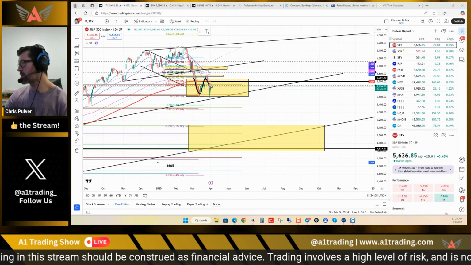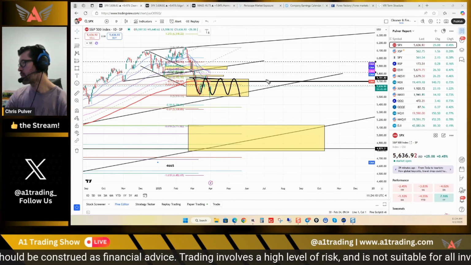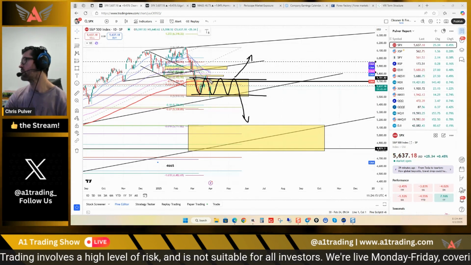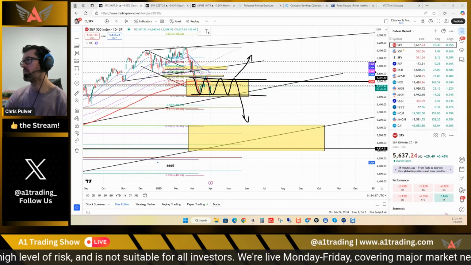There's too much noise around this 200 moving average for this market to be decisive. The bears can take control, the bulls can take control. I don't know which one's going to do it.